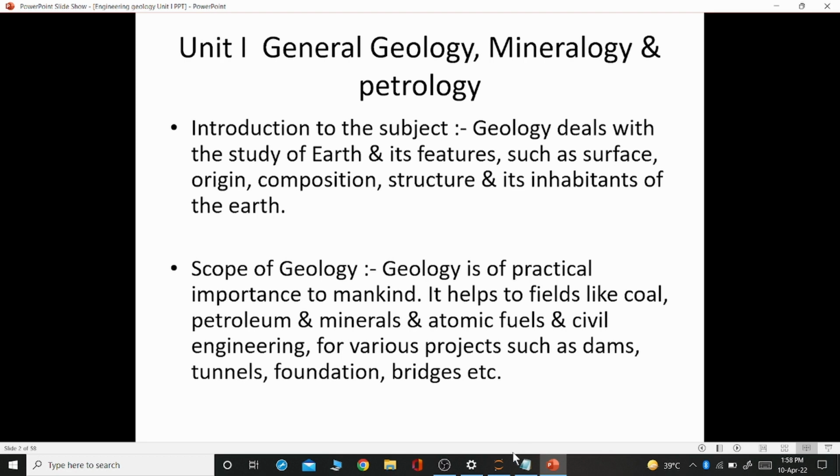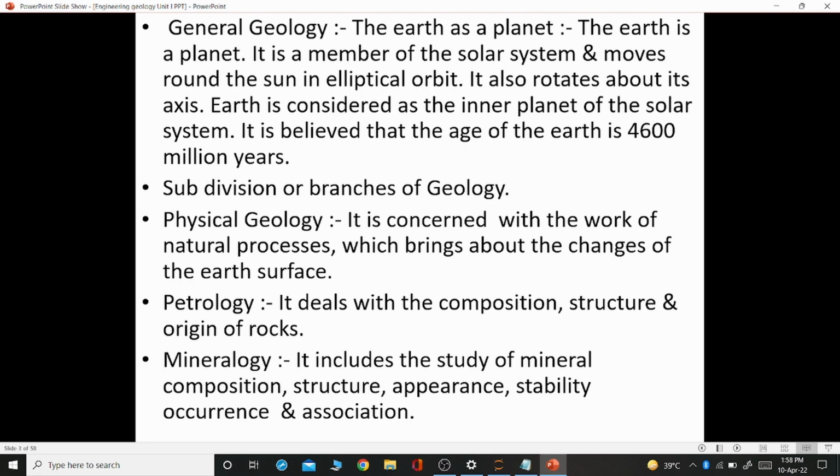Scope of geology. Geology is of practical importance to mankind. It helps in things like coal, petroleum and mineral, atomic fuels and civil engineering for various projects such as dams, tunnels, foundations, bridges, etc. Now general geology. Now the Earth as a planet. The Earth is a planet, so it is a member of the solar system and it moves around the Sun in an elliptical orbit. It also rotates about its axis. Earth is considered as the inner planet of the solar system. It is believed that the age of the Earth is about 4,600 million years.